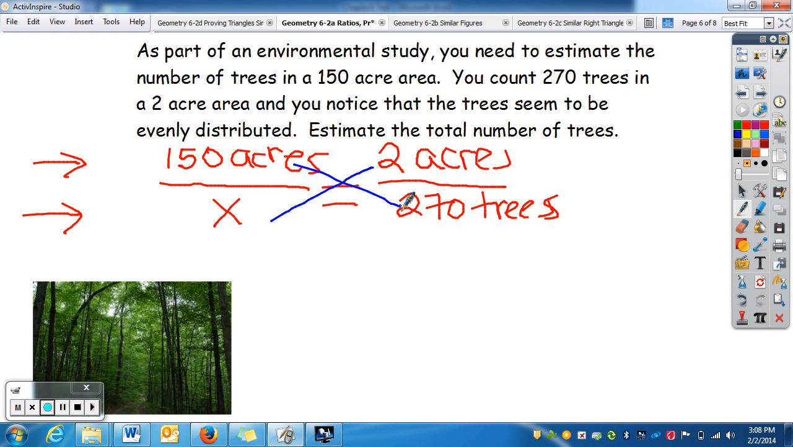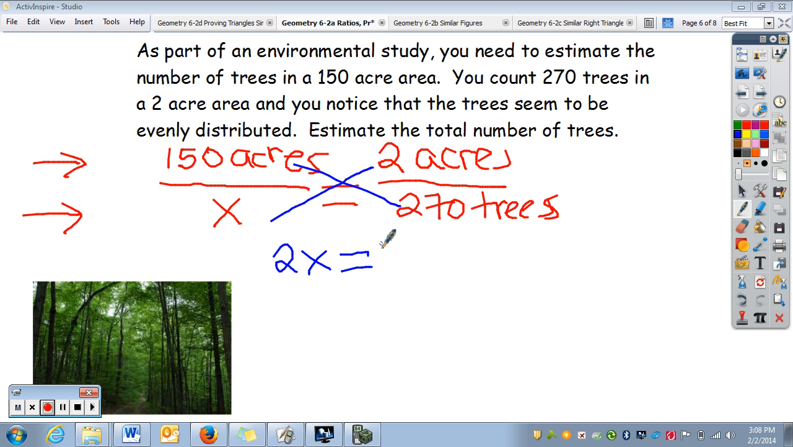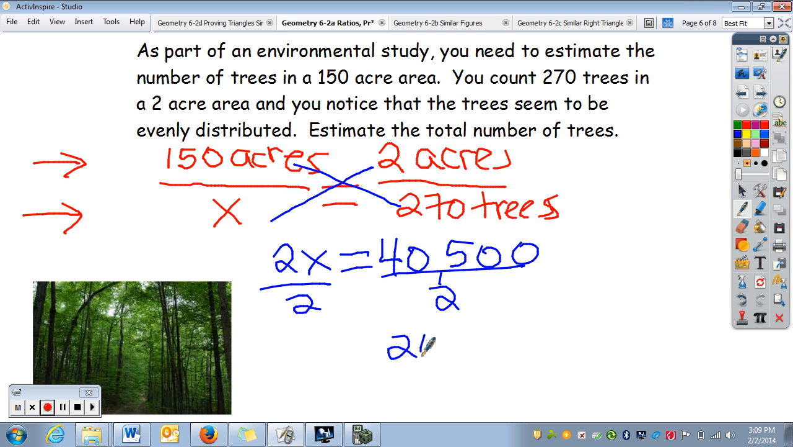Alright, so cross multiply, I get 2x. And then I can figure out 150 times 270, which is 40,500. Divide by 2 is 20,250 trees.